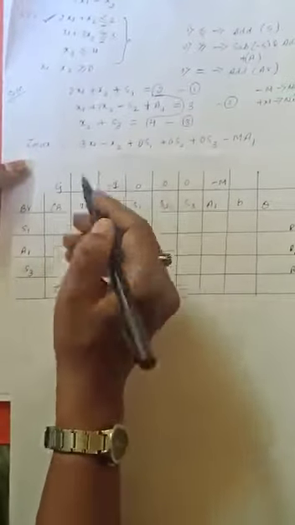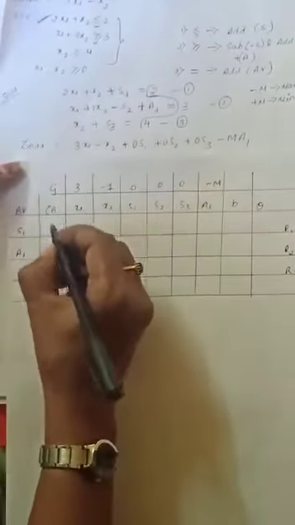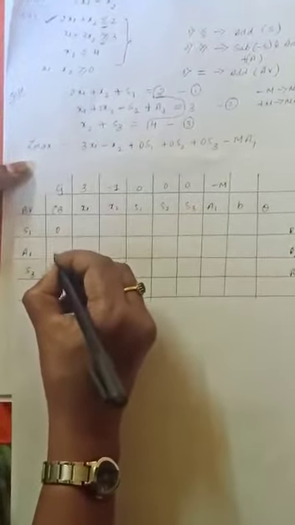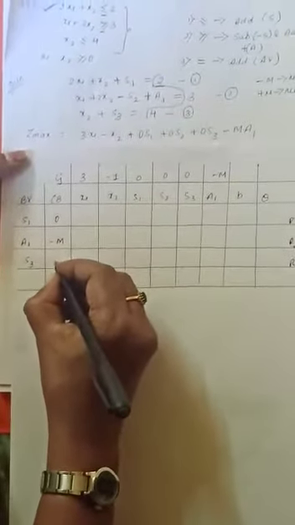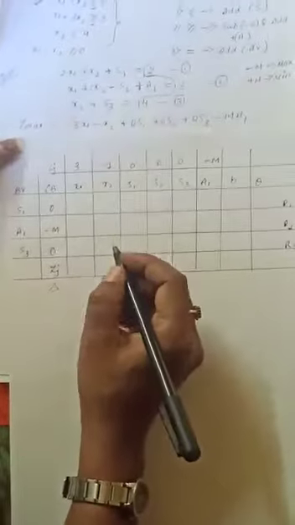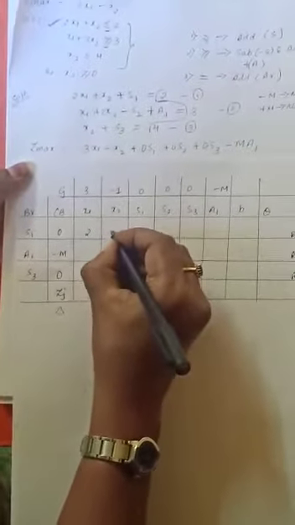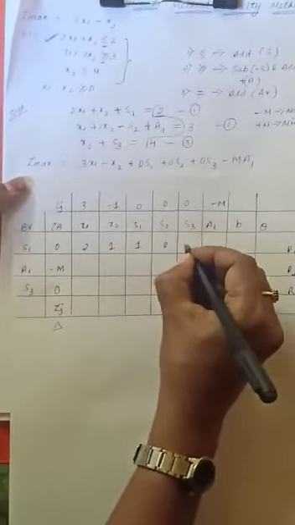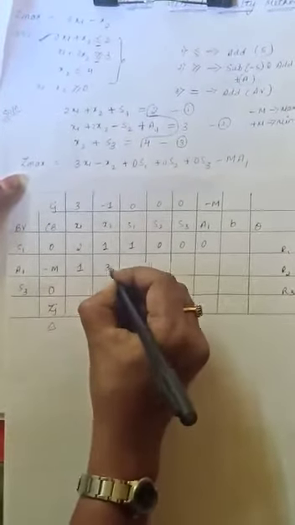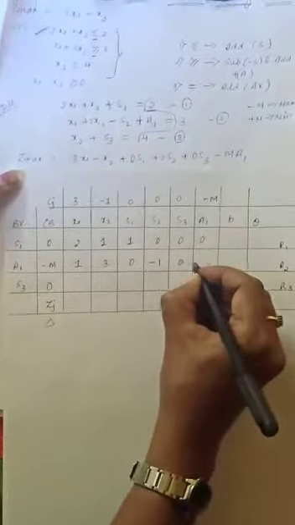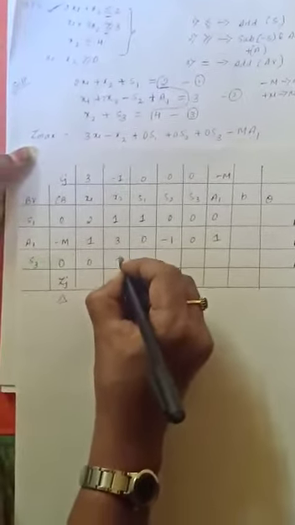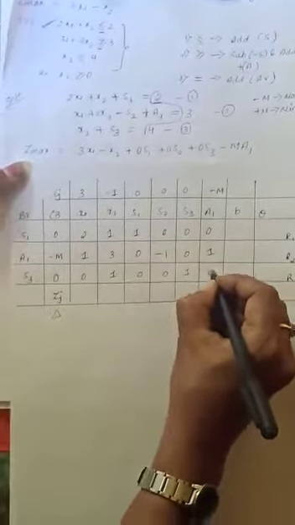So coefficients of these variables in the reformed objective function is 0 for S1. For A1 it is minus M, and for S3 it is 0. Then I write down all the coefficients of these variables in my constraint equation. So it is 2, 1, 1. S2 and S3 is not there in the first equation. Then this is 1, 3, 0, minus 1, 0 and 1. Then we do not have x1, so it is 0, 1, 0, 0, 1 and 0.